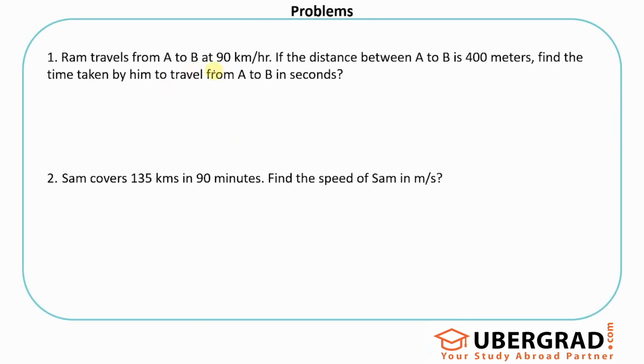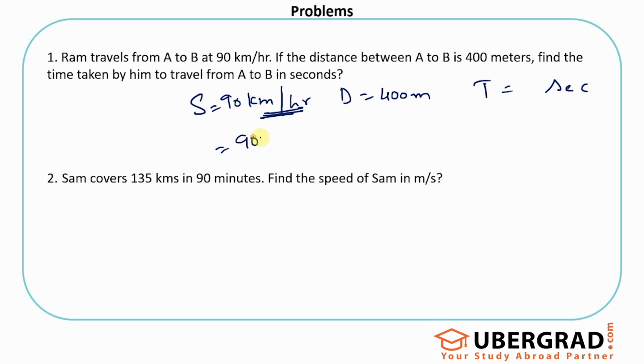Ram travels at a speed of 90 kilometers per hour and the distance is given to be 400 meters. They're asking what is the time taken by him to travel, in seconds. So I need to find the time in seconds. The distance is in meters, perfect. I need to convert the speed into meters per second.